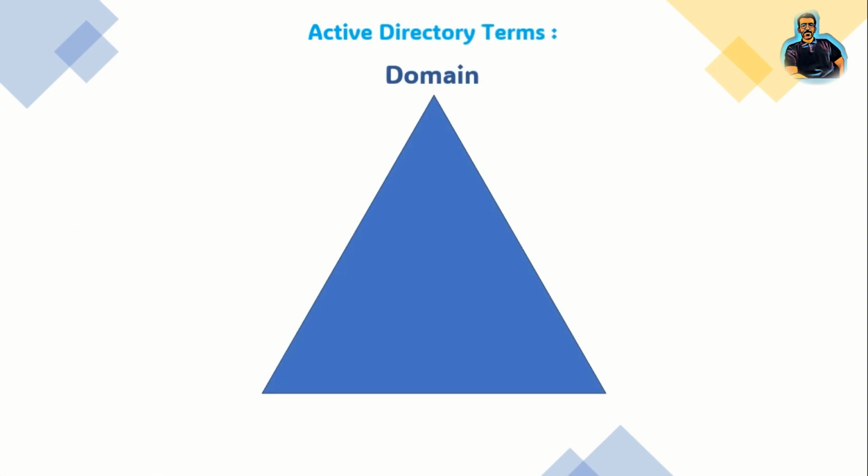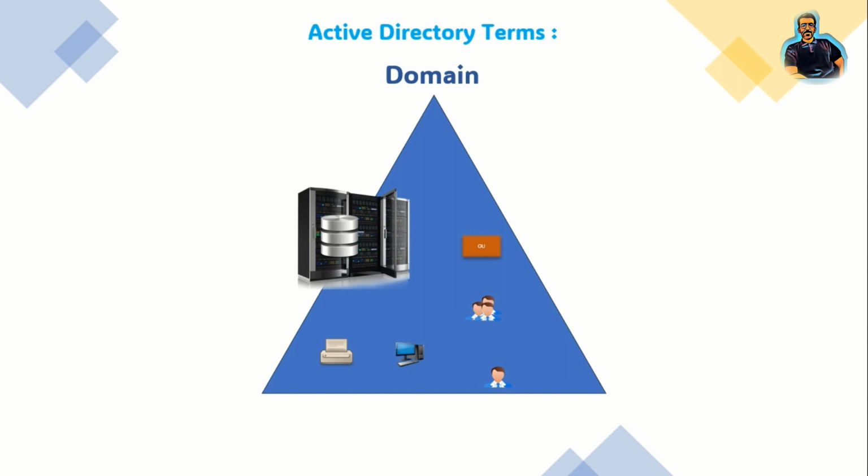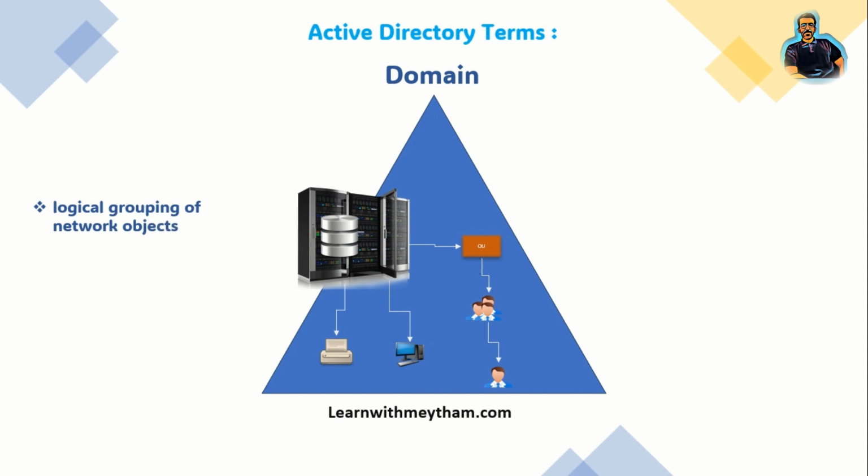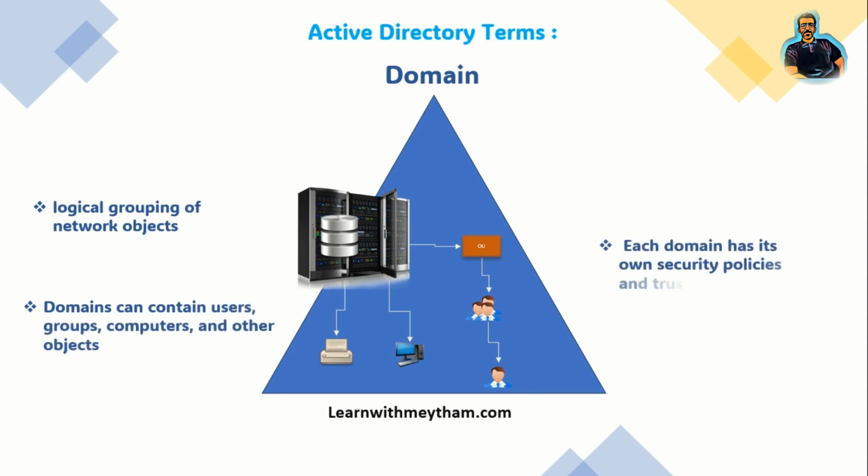Domains. A domain is a logical grouping of network objects, such as computers, users, printers, and resources that share a common directory database and security policies. It's the basic unit of organization in Active Directory. Domains can contain users, groups, computers, and other objects. Each domain has its security policies and trust relationships with other domains.